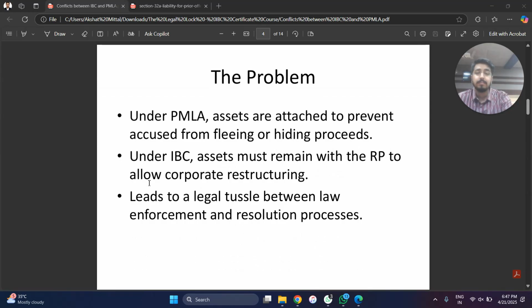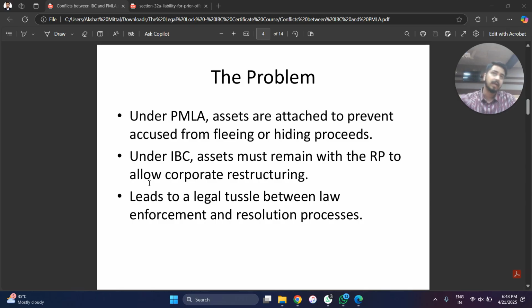So, where is the problem under these two legislations? The purpose of attachment of property under PMLA is basically, as per my experience, there may be twofold reasons. So, one is to secure the attendance of the accused.